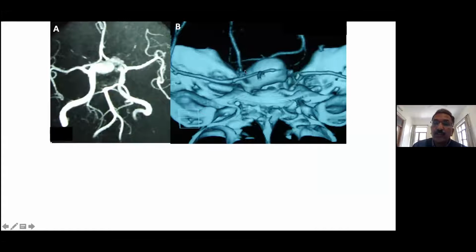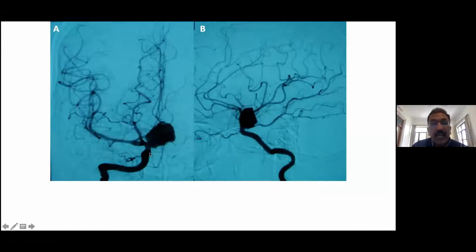The CT angio shows the actual size of the aneurysm. So this is a giant superior hypophyseal artery aneurysm here. The angiogram shows that this is this giant aneurysm pointing medially. This is the carotid, this is the ophthalmic artery. This is the PCOM artery going into parieto-occipital and the calcarine branches. This is the middle cerebral artery. This is the anterior cerebral artery here. So this is the vessel.